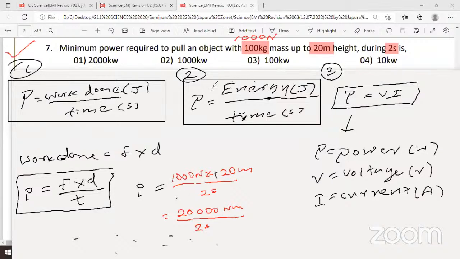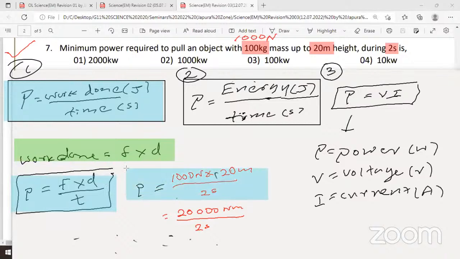Wow, I told you the equation now. So the initial equation is what? Work done over time taken. So work done is also equal to what? Force into distance, or the displacement. Then you can rearrange this equation to get power equal to work done, which is F into D, divided by time taken T. Right? Then I apply the values to this equation.